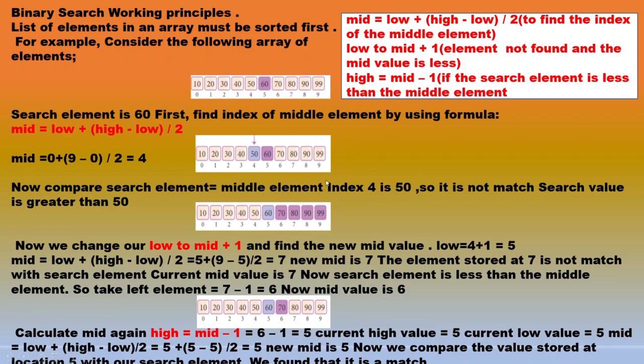In this method the values will be searched repeatedly until we achieve the value 60. Now you see the formula mid minus 1, used when the mid value is more than the search element. Now calculate the mid again. High equal to mid minus 1, that is 6 minus 1, equal to 5. In the fifth position, we know that we have the value 60. So we have attained the target, the search element 60.